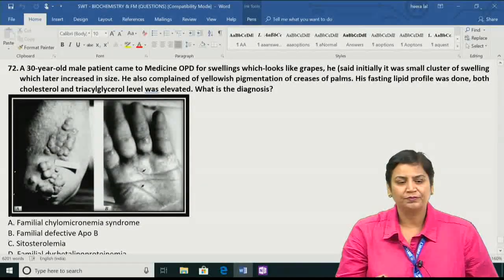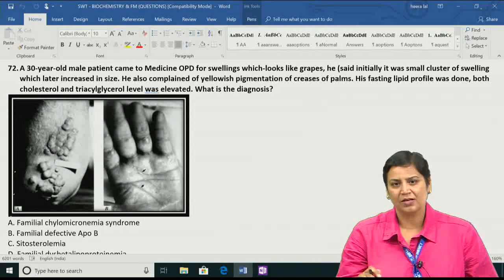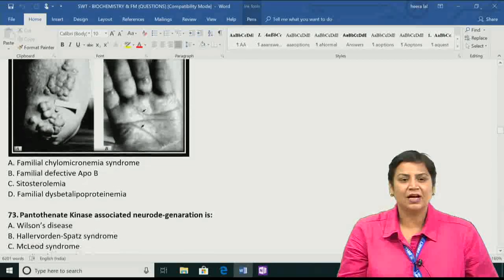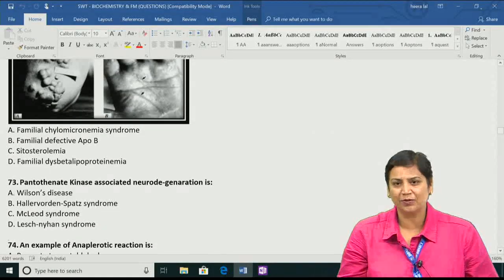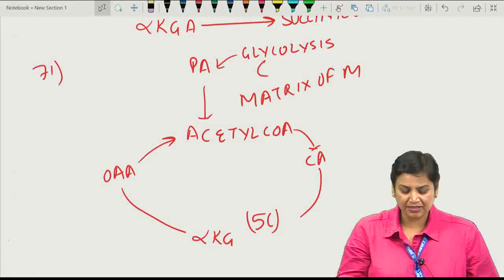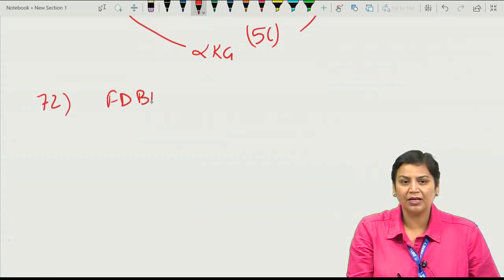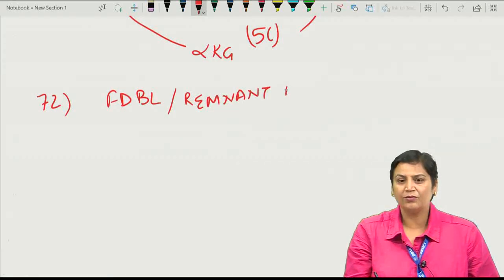Next, question number 72. A 30-year-old male patient comes to the medicine OPD with swelling which looks like grapes. If you see the picture, this is nothing but xanthomas. This is a characteristic feature of dysbetalipoproteinemia, which is basically a type 3 hyperlipoproteinemia. The options are familial dysbetalipoproteinemia. Obviously the answer would be D, familial dysbetalipoproteinemia. The other name of this is remnant removal disease.